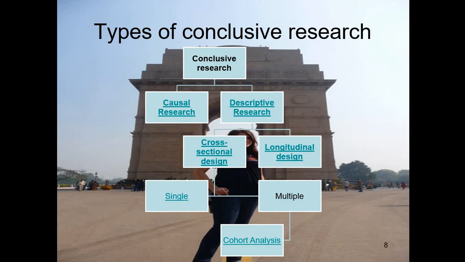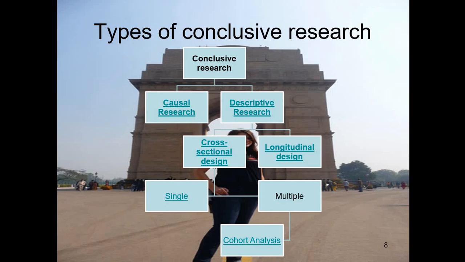Once again, cross-sectional design can be single or multiple. Multiple cross-sectional design means we may take two different groups of people and study them and make a comparison between them. For example, India is a large country with a lot of diversity, so you may perform a study in the southern part of India, and simultaneously you may also perform a study in the northern part of India and see how the consumption pattern varies.